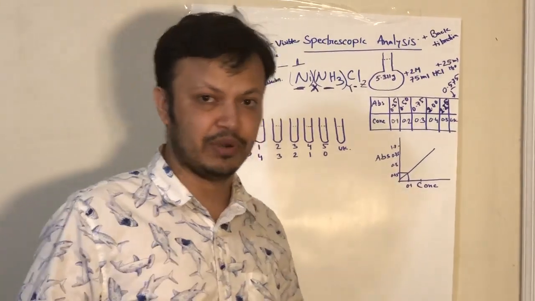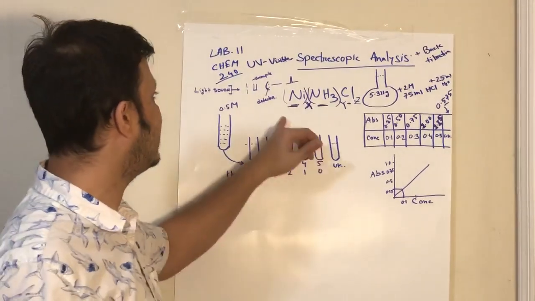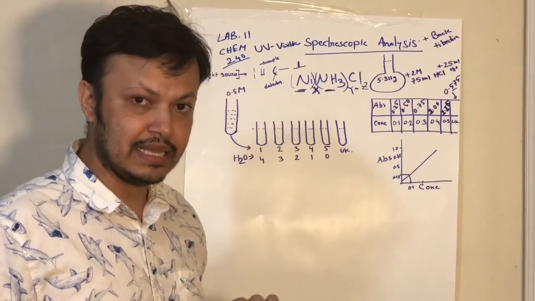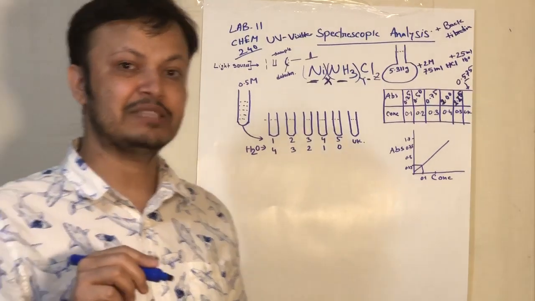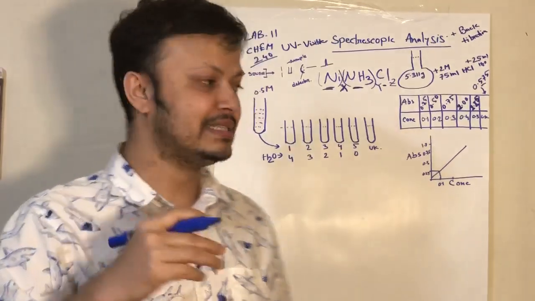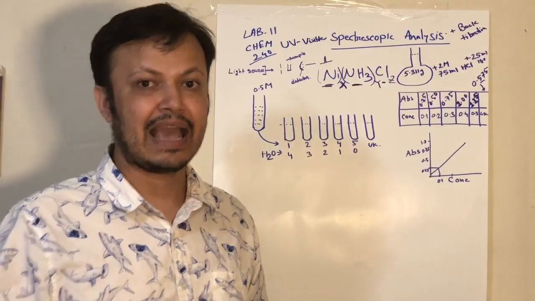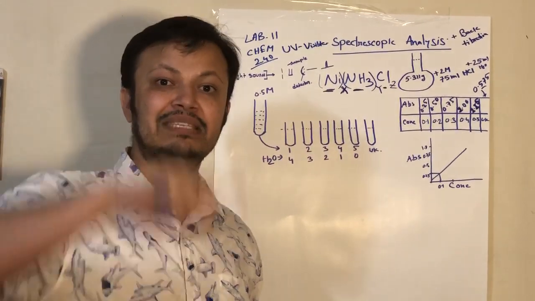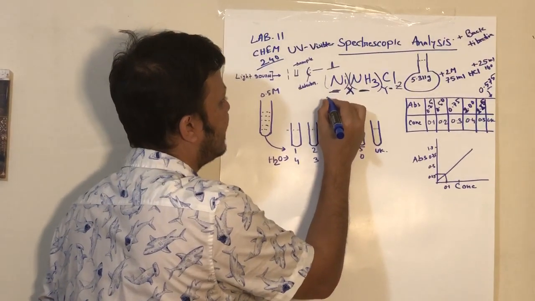We can find out the amount of those colorful compounds with the help of UV visible spectroscopy. For nickel, it has a specific wavelength at which its absorption is the maximum. It's called the lambda max. At a specific wavelength, nickel gives a maximum absorption, and for nickel it is 395.8.